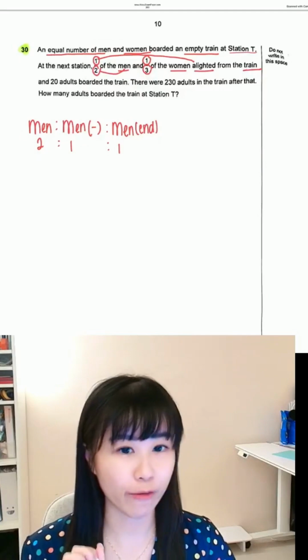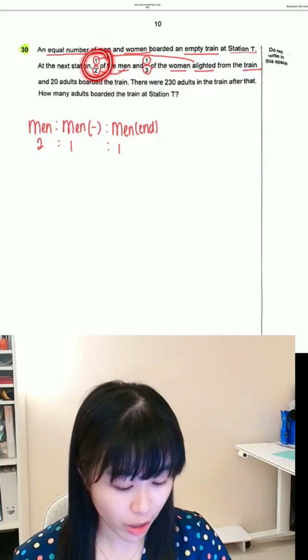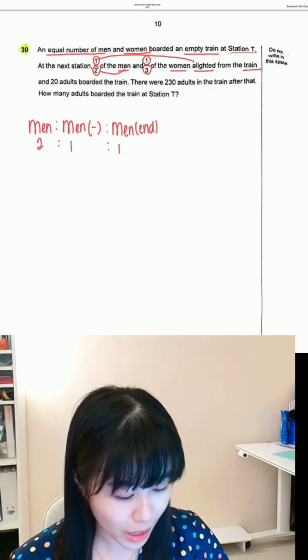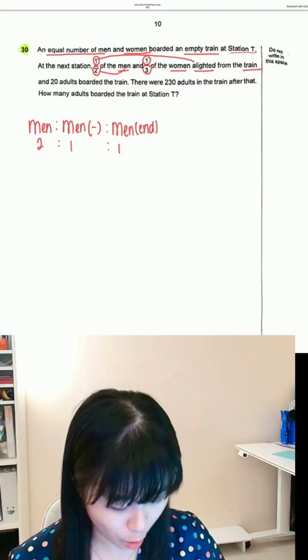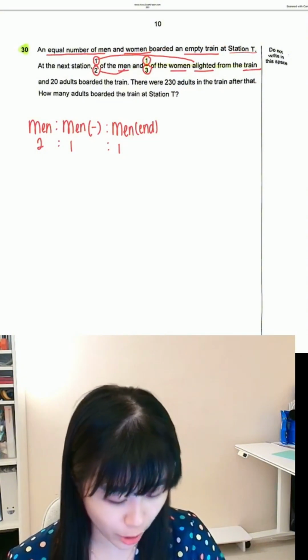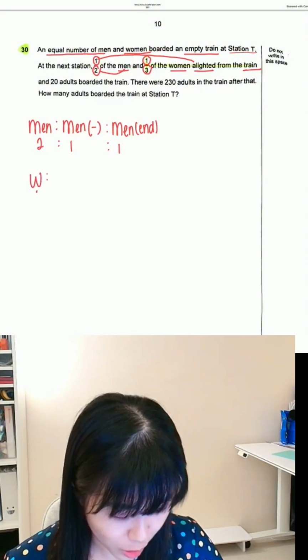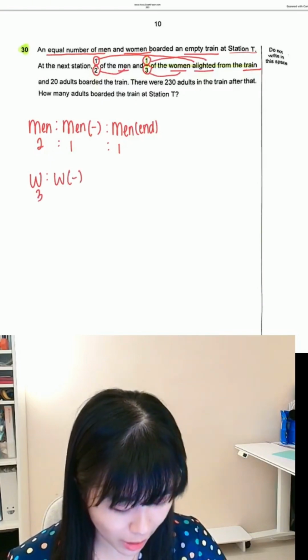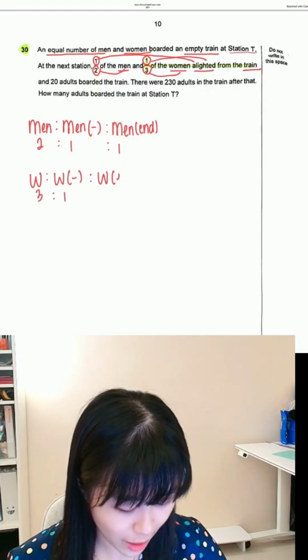Why every time can have 3 ratio headings? Because whenever you have a fraction, you already have 2 things. Usually when you take the total, you minus the top, you will get the last thing. So we repeat the same thing for this one. 1/3 of the women alighted from the train means women in total is 3 units from the denominator. 1 unit alighted, so you minus away 1. So women in the end is left with 2.